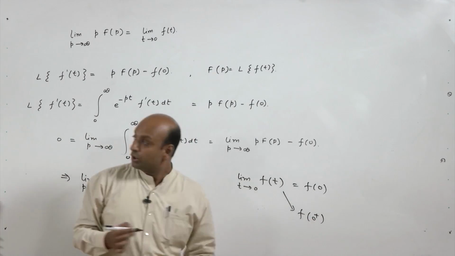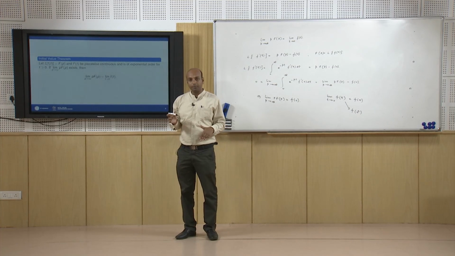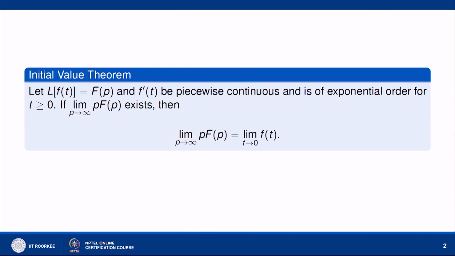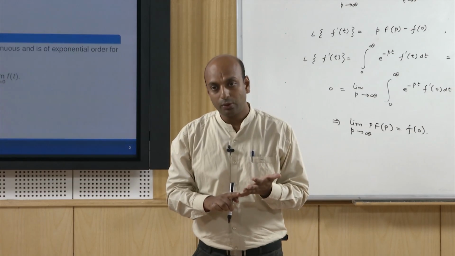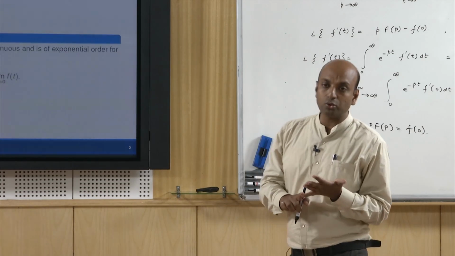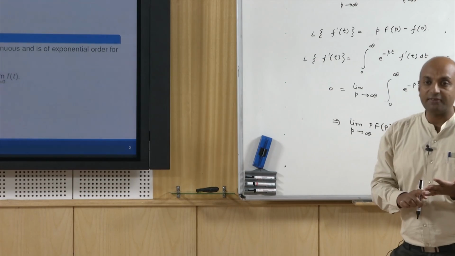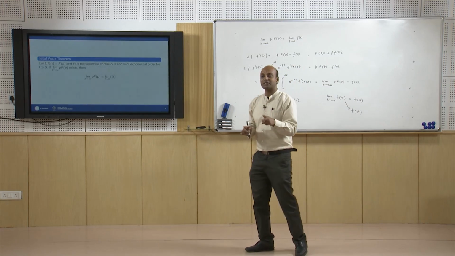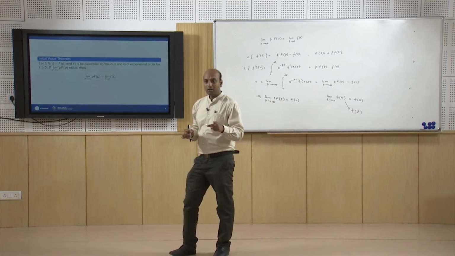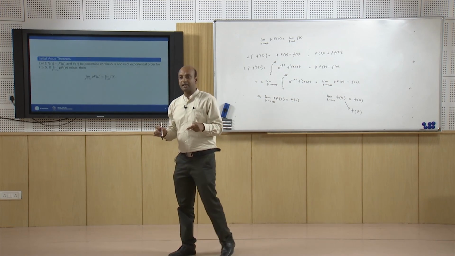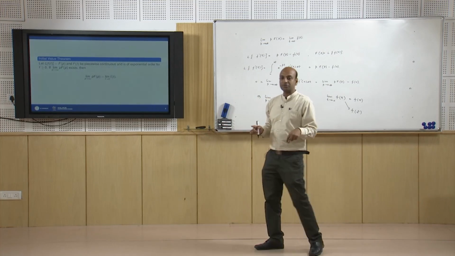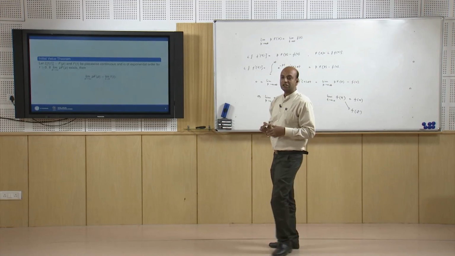So, to generalize this theorem, on the right hand side we are writing limit t tending to 0 f t, because if the function is continuous, the right hand side will definitely be f 0. If the function is not continuous at t equal to 0, the right hand side is nothing but f 0 plus. So in both cases it will work. That is why we are writing limit t tending to 0 f t on the right hand side instead of f 0. So, this is the initial value theorem.